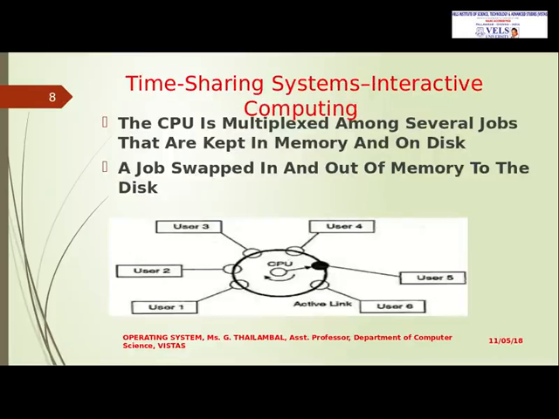And the time sharing system. In a time sharing system, jobs are swapped in and out of disk and memory. Whenever a job is needed, the OS helps the CPU get the job from disk to memory, and when the job has been executed, it is transferred back from memory to the disk. This work is done by the operating system, and a particular time slot is allotted to every process, and after the time slot is over, it is swapped in and out.